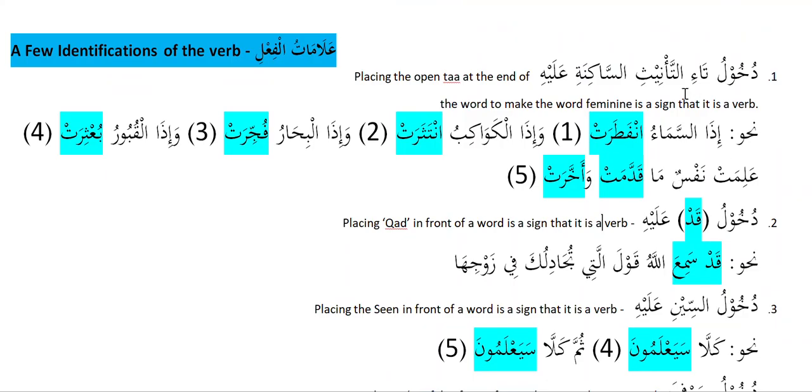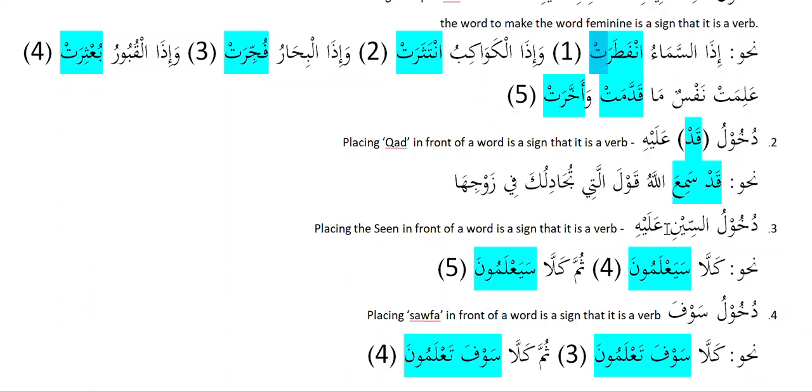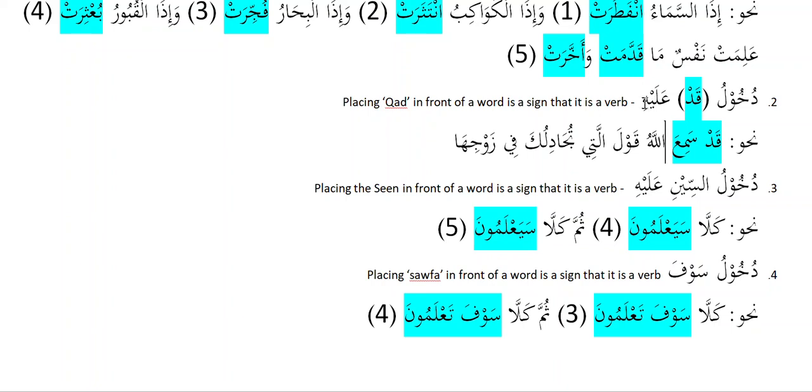So to go over that, one of the first signs that a word is a verb is if it has the open ta at the ending, like infatarat, intatharat, fujirat, bu'thirat, qaddamat, akharat. Those are examples. Dukhulu qad alayhi: placing qad in front of a word is a sign that it's a verb. Qad is used to emphasize a past tense verb, or it's also used in front of a present tense verb for a different meaning. But when you see the word qad, which means indeed, you're emphasizing that something really happened.